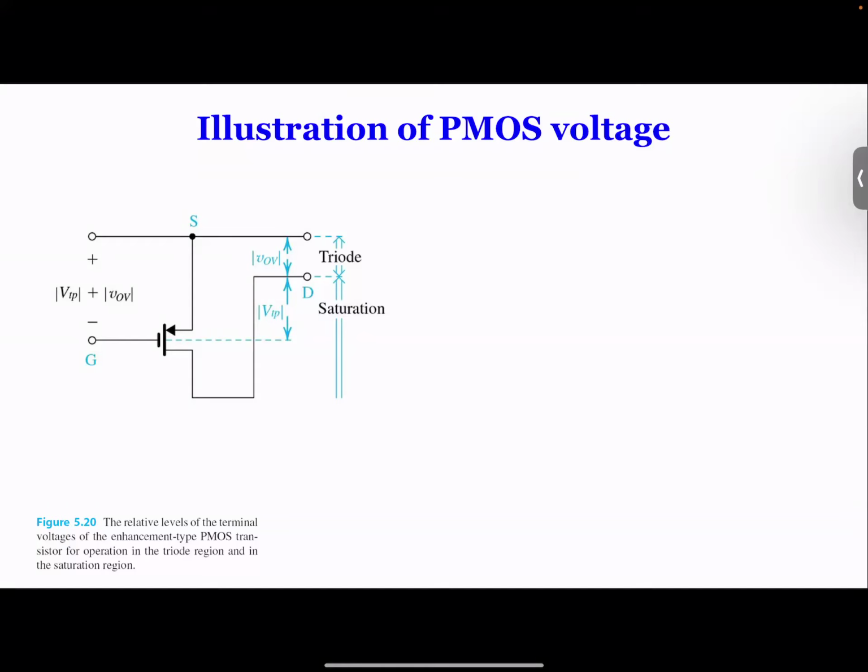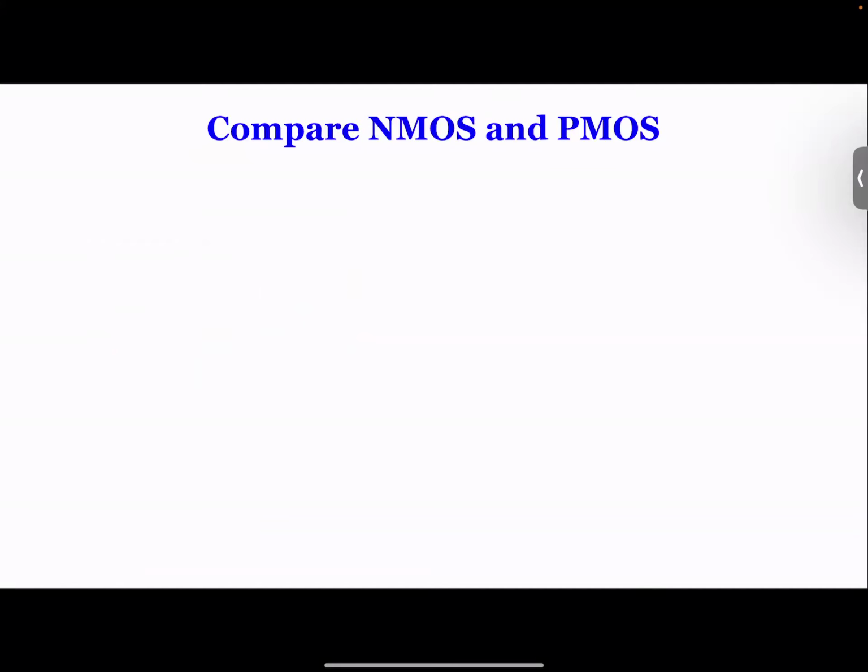VSG has to be not only larger, but it has to be larger than the absolute value of VTP in order to have current. But once you reach that point, VSD has to be larger than VOV in order to have the saturation region. If it's less than VOV, you will be staying in the triode region. So that's why on the top you see the right hand is VSD. So that's just the illustration. No physical meaning, just illustration.